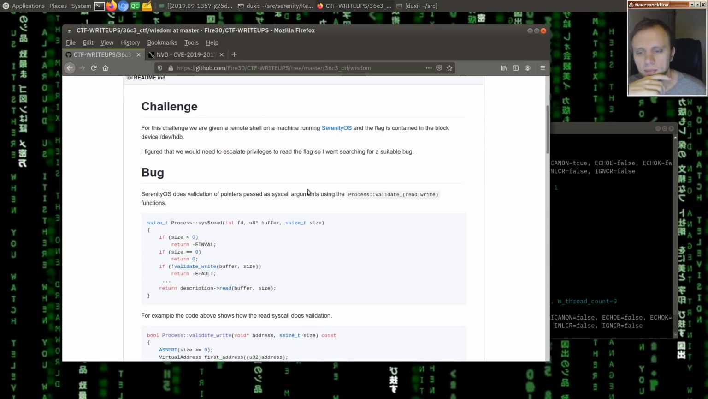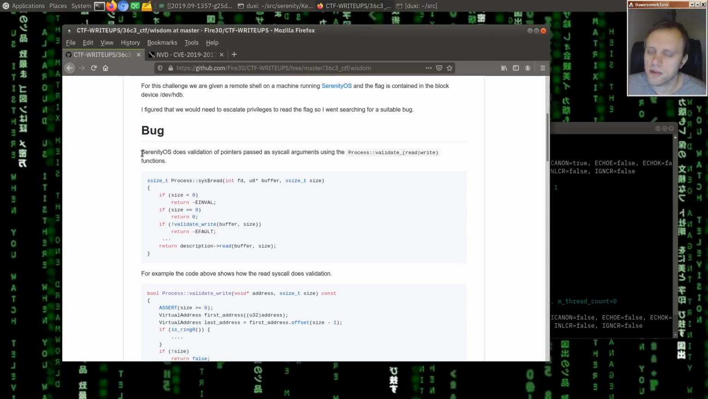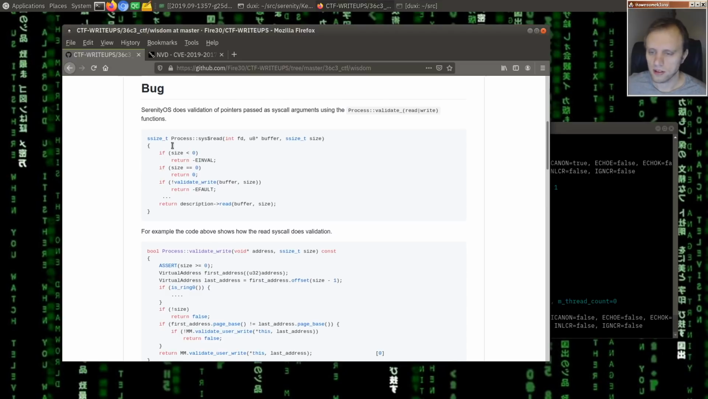So let's look at the bug that I found. It talks about how we do validation of pointers that get passed into syscalls, which is how we protect against the kernel getting an invalid pointer. If you pass an invalid pointer to a syscall, you're supposed to get an EFAULT error, unless the pointer is a valid pointer in that process's address space. This is the pattern that we use in the system: we're always calling either validate write or validate read for every pointer that's passed to a syscall.